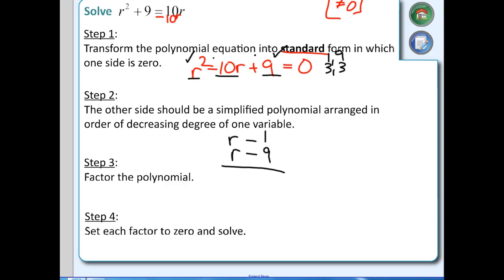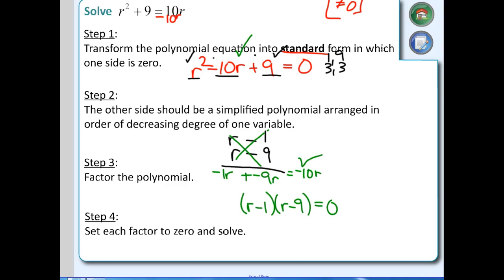Okay, again, we're going to x factor to make sure that we check the middle to make sure we did it right. So we've got negative 9r plus negative 1r, which does equal negative 10r. Okay, so our middle checks. So we've got r minus 1, r minus 9 equals 0.